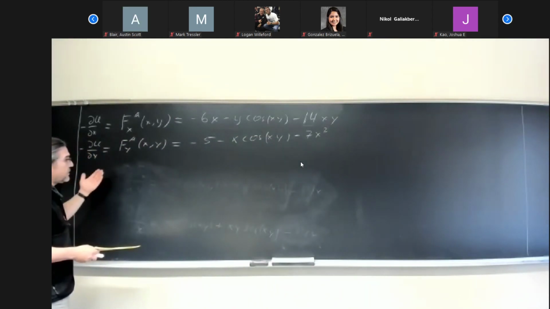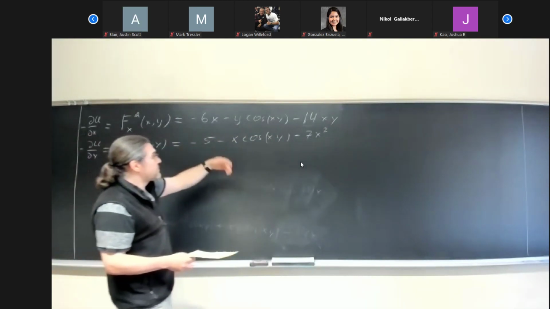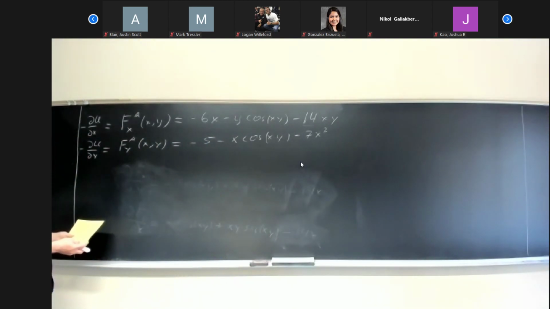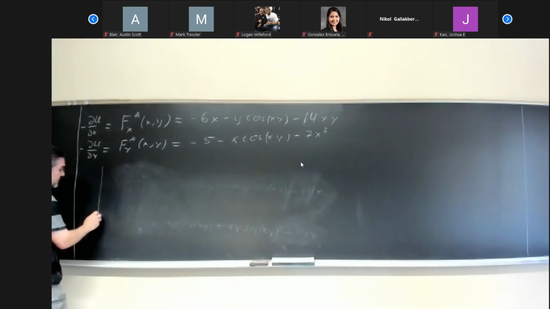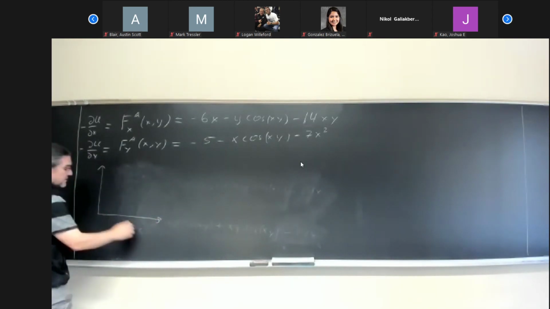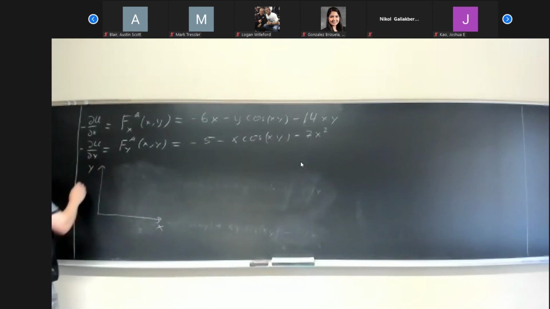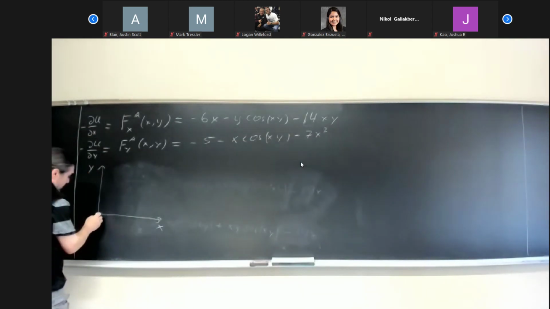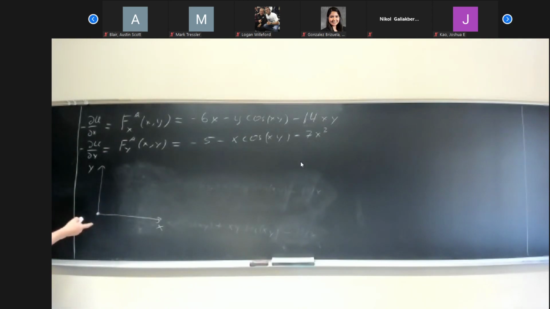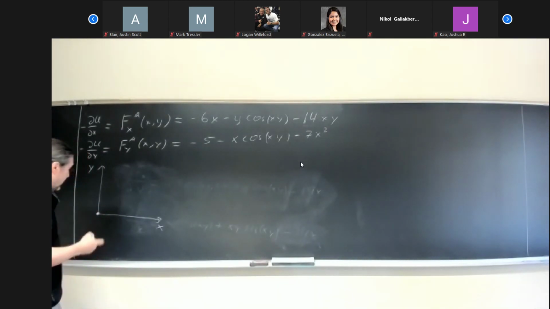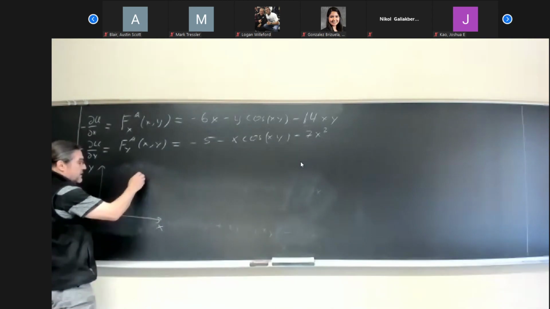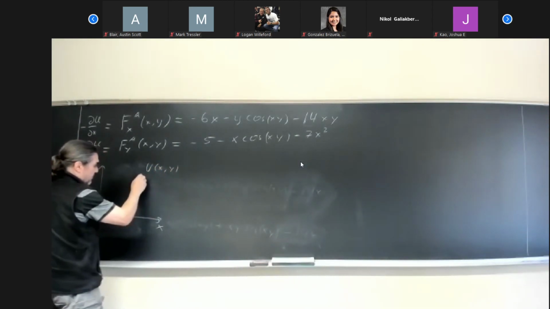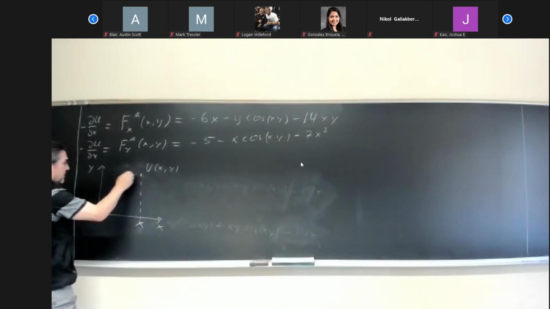But if you don't have enough experience with those things, you may not be able to see the answer. Then what you do is the following. So here are your x and y coordinates. And remember that we can always choose one point to be zero potential. So naturally we choose this point, x equals 0, y equals 0, to be our zero potential. And then function u at any other point x and y. So here's my x, here's my y.